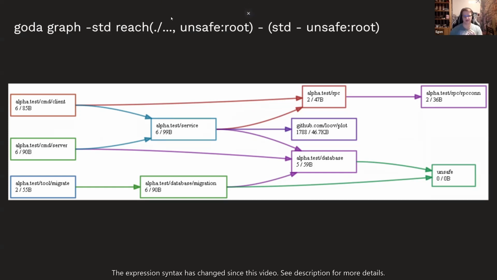So give me all the packages that can reach unsafe, and remove all the standard packages that aren't unsafe. Yeah. And then I can see, oh, these two things use unsafe, so maybe I can fix that. And this is the way you start adding or removing and adjusting these different expressions to figure things out for yourself.